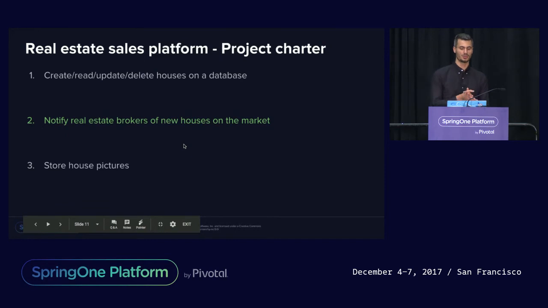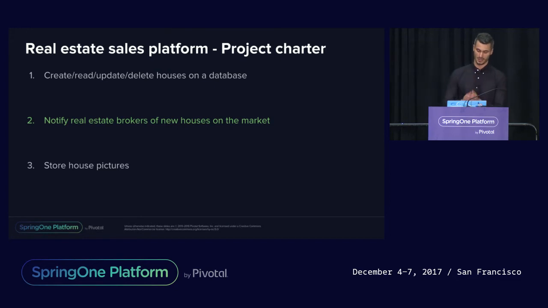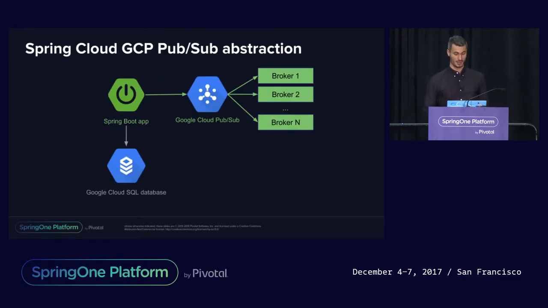So now we want to notify salesmen that we have new houses for sale. So we want to message them. And what I suggest we use is Google Cloud PubSub through the abstraction that we created in Spring Cloud GCP. So we'll have our app publishing messages to a Google Cloud PubSub topic. And there will be a number of salesmen that are going to be listening to subscriptions associated to that topic. And they will get our new houses. So yeah, let's go ahead and code that up.